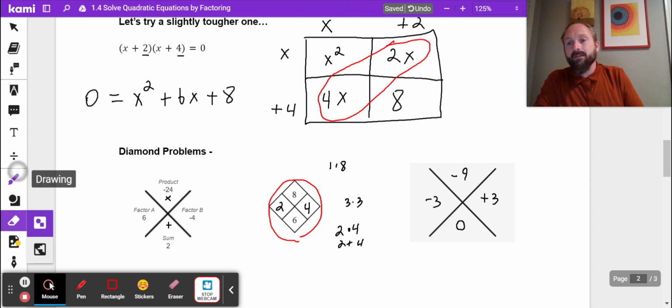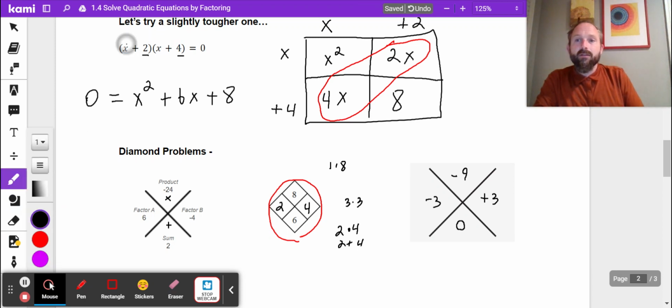The FOIL method looks like the claw. When we multiply the outsides, it's equal to 8. But when we multiply the insides, 2 times x and 4 times x, what happens is it creates this 2x plus 4x, and it gives us 6x. That's this red part right here. That's what we're adding together.